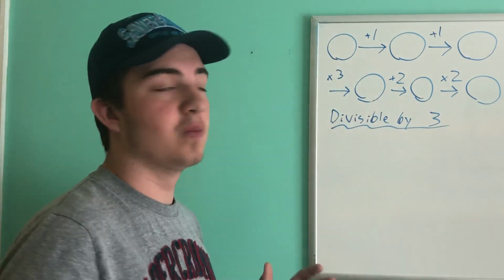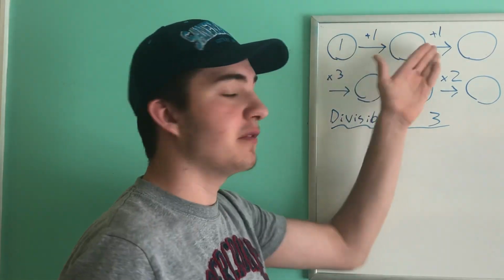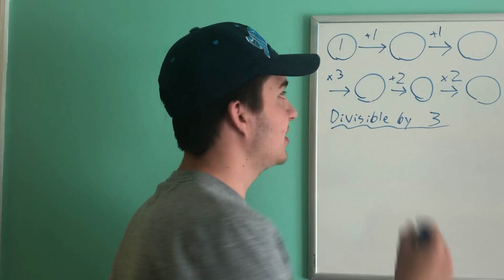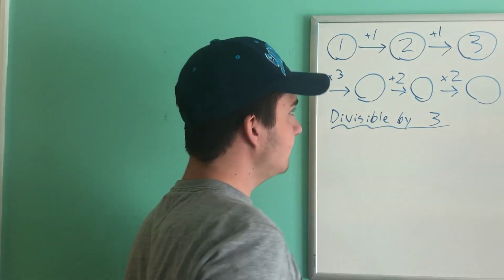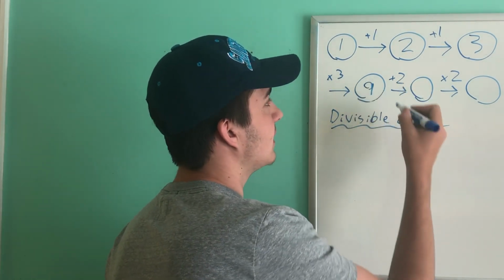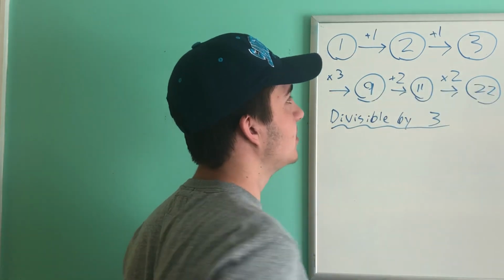So let's just start and put 1 inside. Now, whatever it says on the arrow, that's what we do. So it says plus 1. 1 plus 1 is 2. It says plus 1, that's 3. And then it says times 3, that is 9. Plus 2 is 11, times 2 is 22, right?